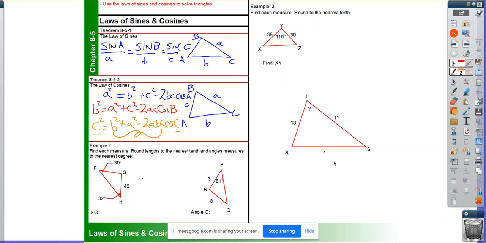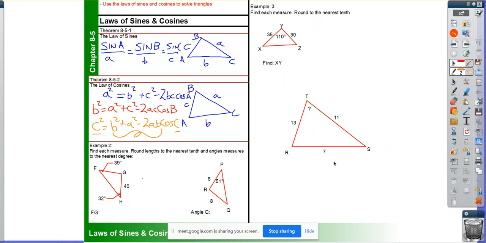So right now, are we talking about a law of sines situation or a law of cosines? Law of sines. Yeah, this is definitely going to be a law of sines situation. The reason you know this is because we have two angles, which makes life a little bit easier to use the law of sines. All right, so how are we going to set this one up?